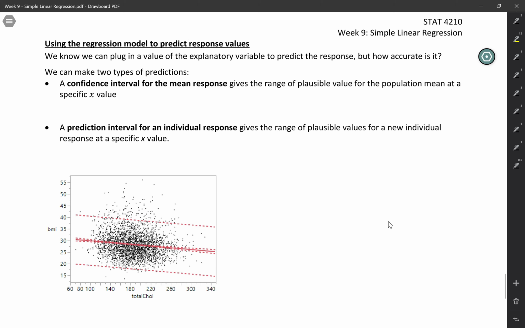And notice this is different from the confidence intervals that we've done in the past, because what we're trying to predict here is not a parameter exactly, it's just the response values. So we can make two types of predictions.